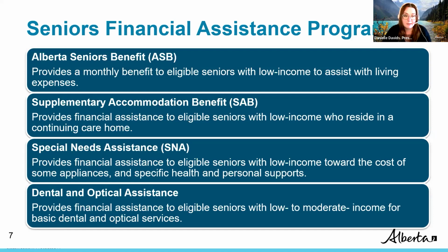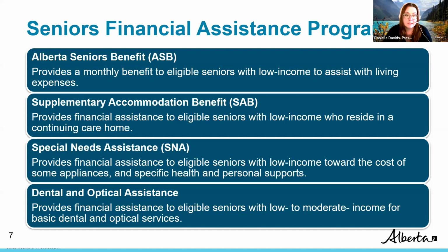So as I mentioned, the Seniors Financial Assistance programs available through Alberta as a supplement to those federal programs are the Alberta Seniors Benefit. This is the monthly benefit that is provided to eligible seniors with low income to assist with living expenses. Then we have the Supplementary Accommodation Benefit, which provides financial assistance to eligible seniors with low income who live in a publicly funded continuing care home.